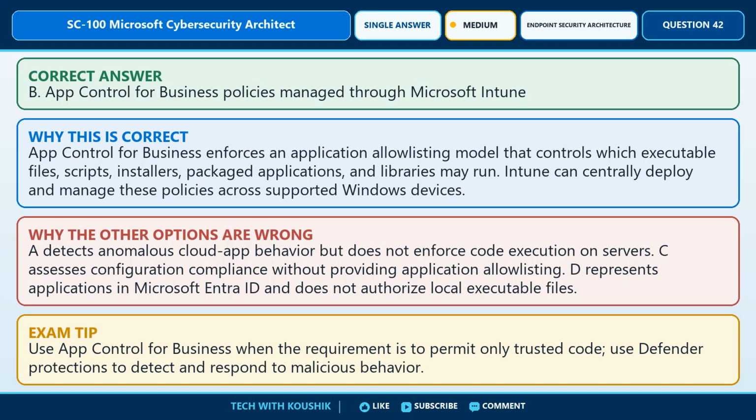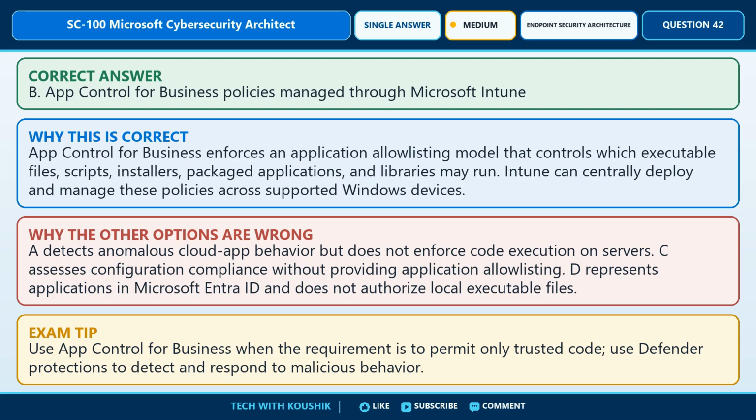The correct answer is Option B, App Control for Business policies managed through Microsoft Intune. Here's why. App Control for Business enforces an application allow listing model that controls which executable files, scripts, installers, packaged applications, and libraries may run. Intune can centrally deploy and manage these policies across supported Windows devices.